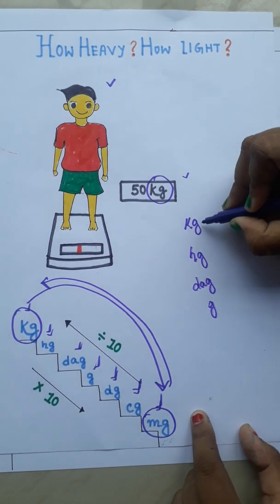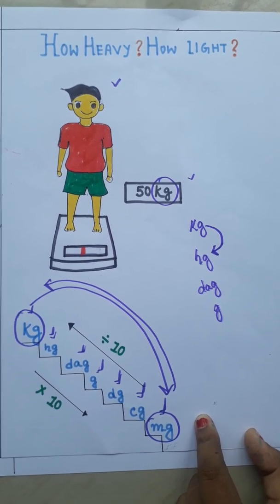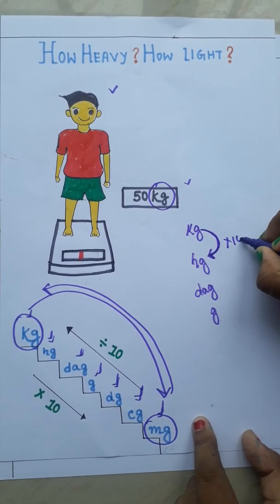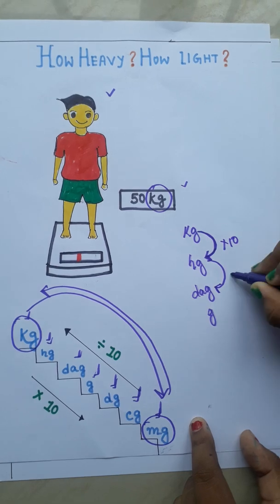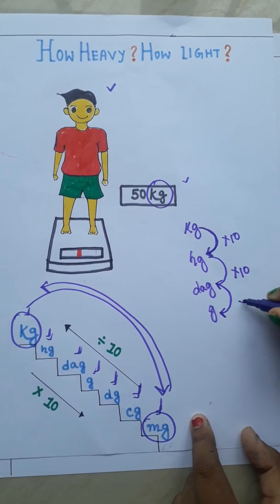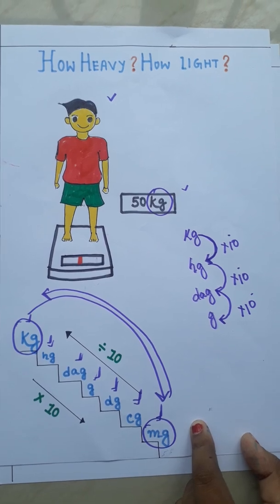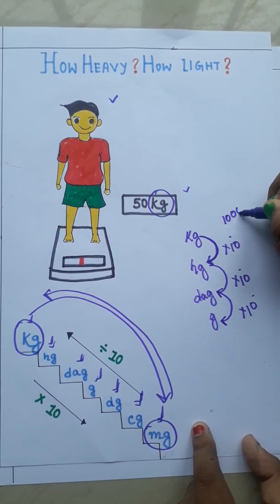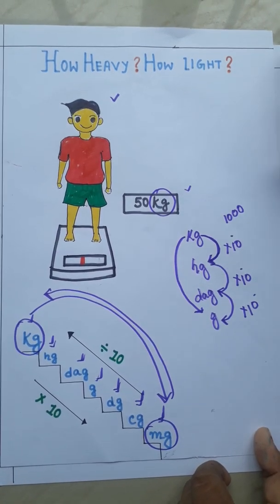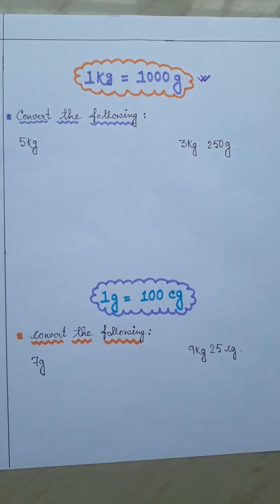Okay, so here as I have told you, each step you have to multiply by 10. That means from kilogram to hectogram you have to multiply by 10. Then again from hectogram to decagram you have to multiply by 10, and again from decagram to gram you have to multiply by 10. In this way 1, 2, 3, 3 tens, that means you have to multiply by 1000 directly if you go from kilogram to gram. Okay, so that's why our formula is 1 kilogram equals 1000 gram.